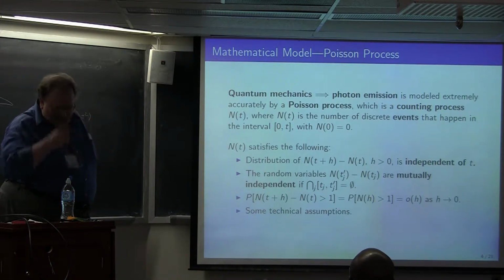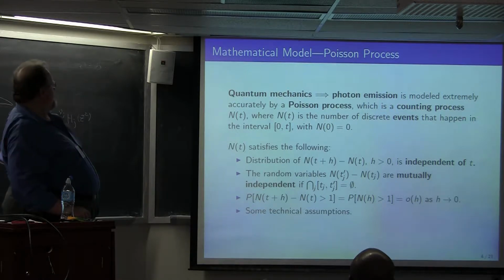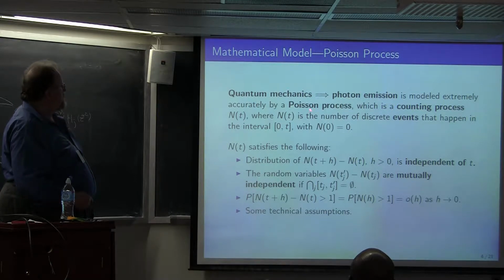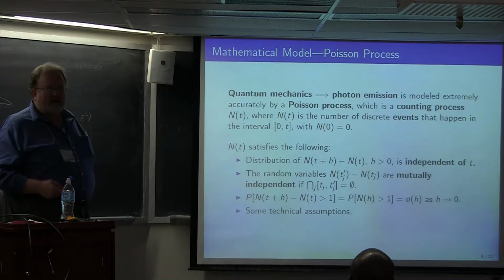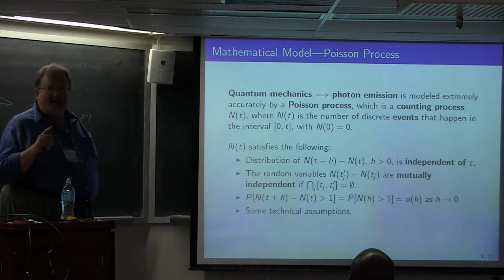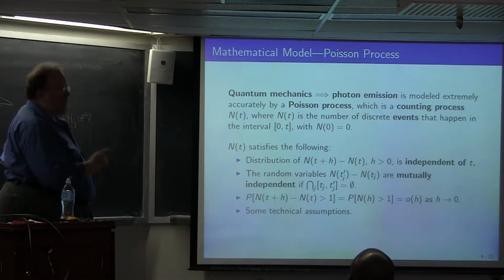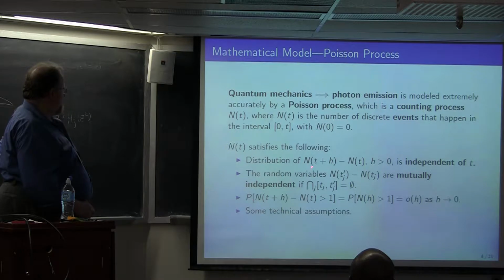Listen, I just want to talk about quantum mechanics, something I don't know anything about, but it implies that photon emission is modeled extremely accurately by a Poisson process, which is a counting process. N of t is the number of discrete events. I noticed you had a talk here maybe a week ago that said don't count on Poisson. But in this case you should, because it really is. We sampled this thing.